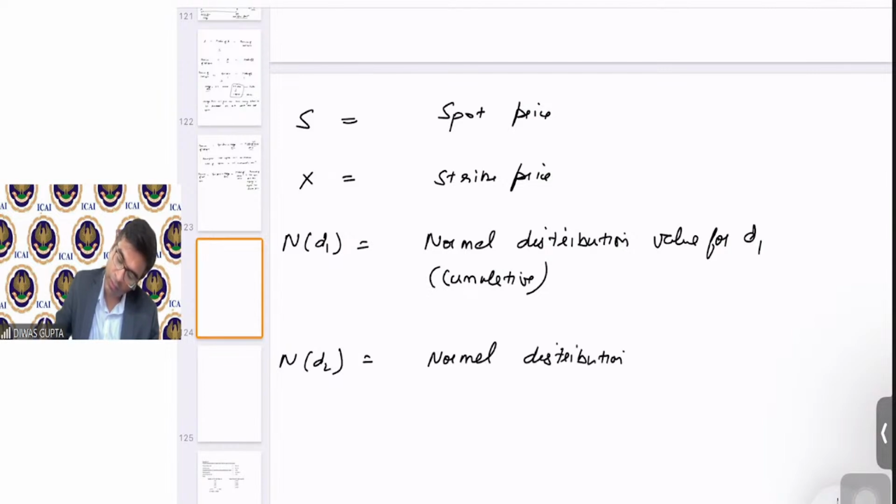distribution value for D2. This is again cumulative.